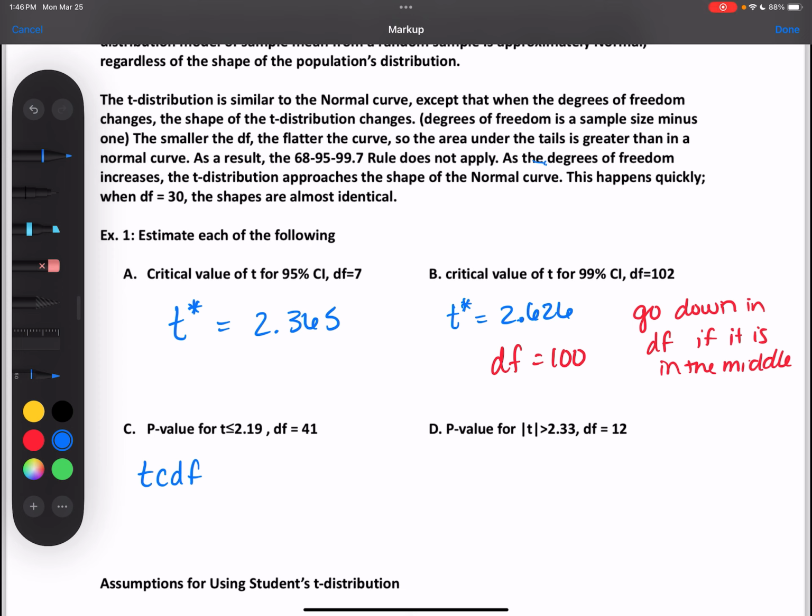So TCDF, the lower can stay because this is less than or equal to, so the lower is going to give you negative 1E99. And then upper, you'll put in this number, so 2.19. Then degrees of freedom is 41. Now, if degrees of freedom wasn't given to you and they gave it to you as n, you would need to subtract off 1 for that. But they're giving it to us exactly, so we can just do that. And that number is 0.983. And again, that's the p-value.